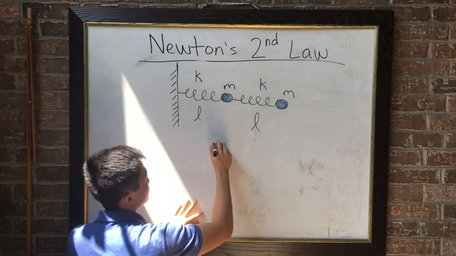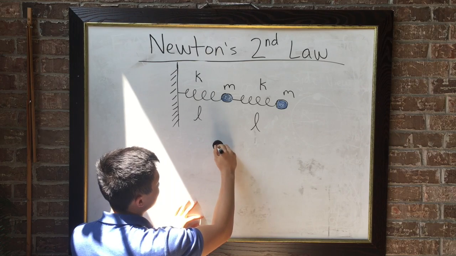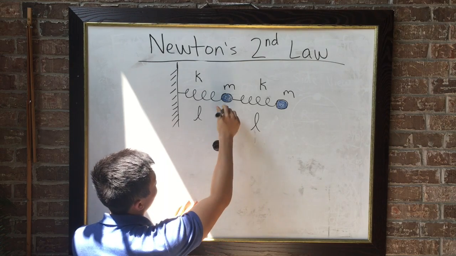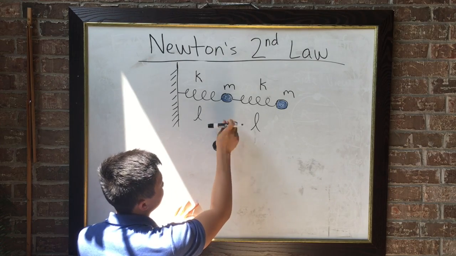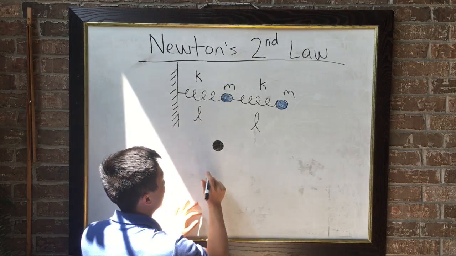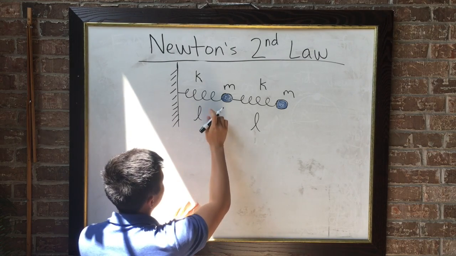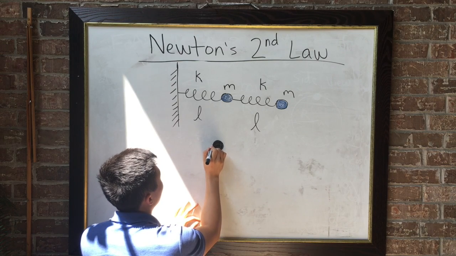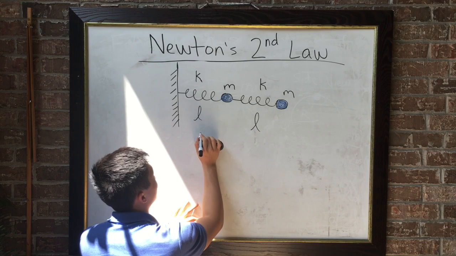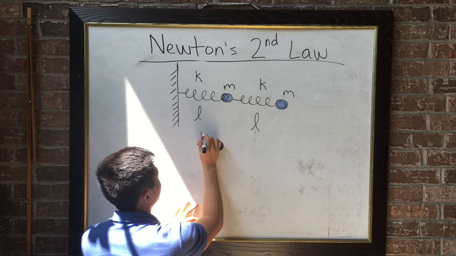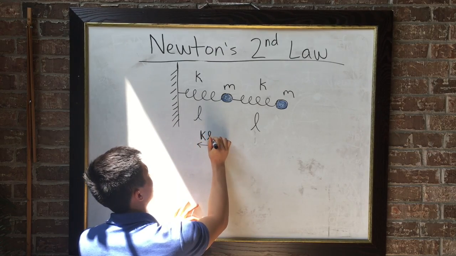For this first mass, you can assume there's no gravity. So then we're only examining left and right forces. So this spring right here will pull it with the force of K times L.